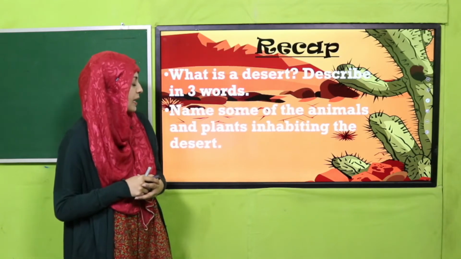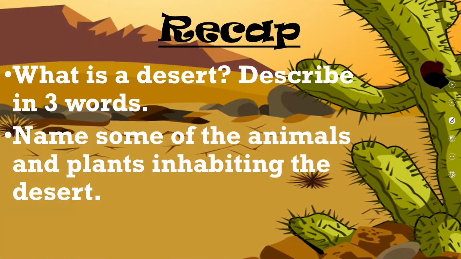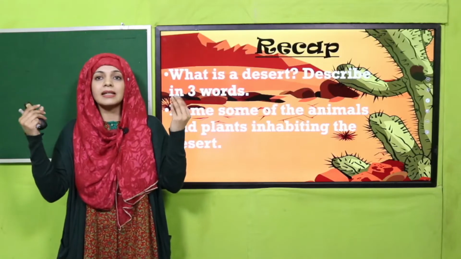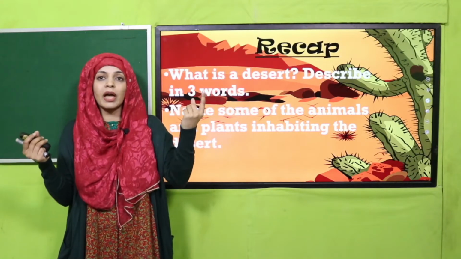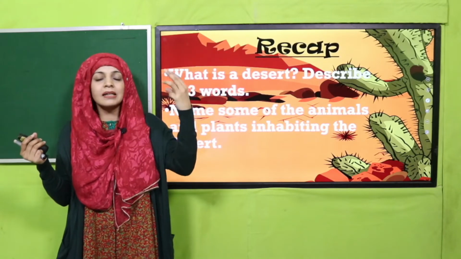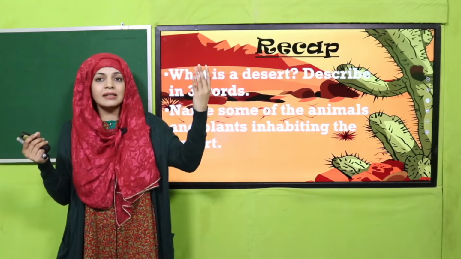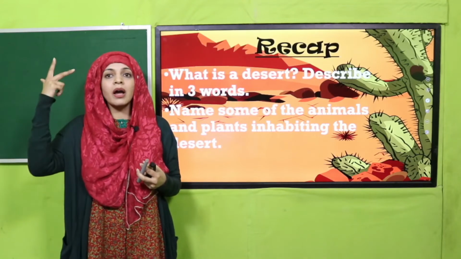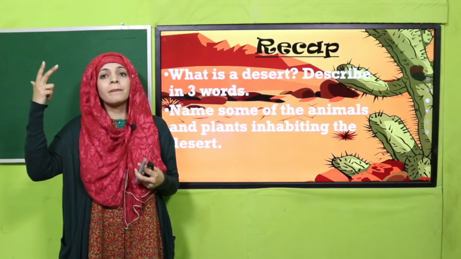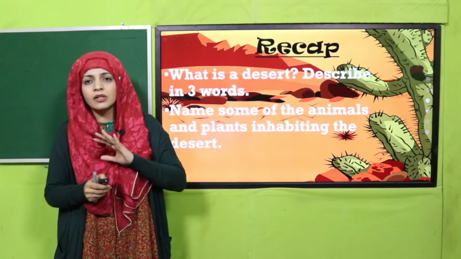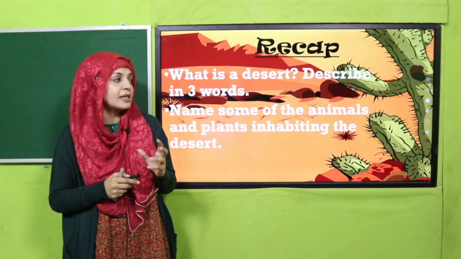Now tell me, name some of the animals and plants inhabiting the desert. Which animals and which plants live in the desert? Let's name them. First talk about the animals. Camel, yes, very good. Rats, kangaroos, snakes, lizards. Now let's talk about the plants. Aloe vera, cactus, acacia, these are the prominent plants in desert. There is very little vegetation in desert.